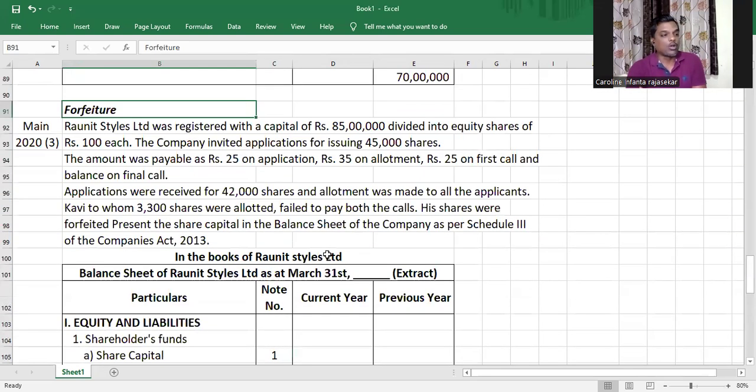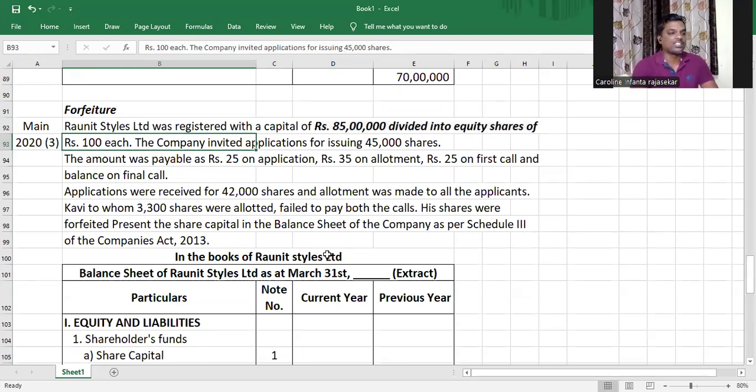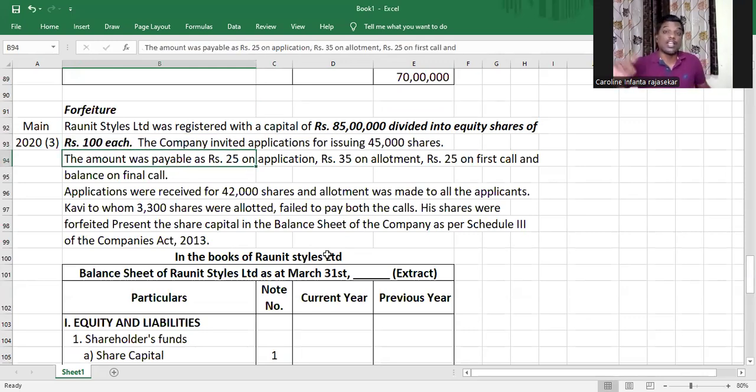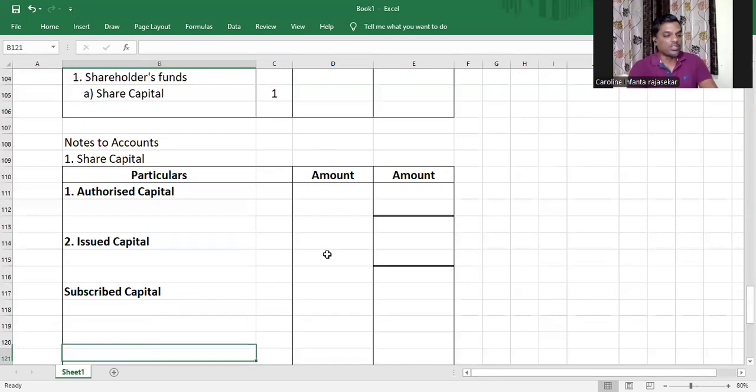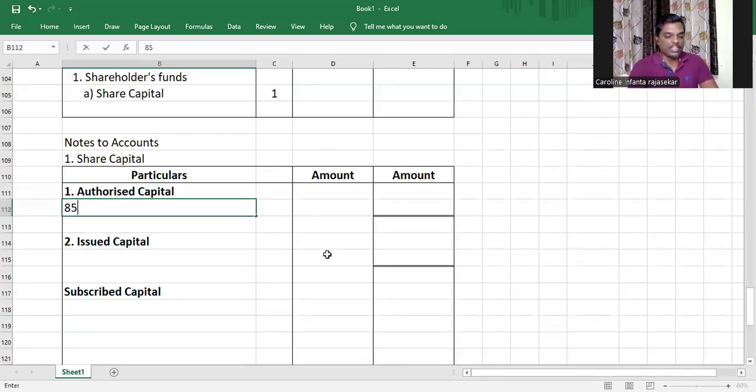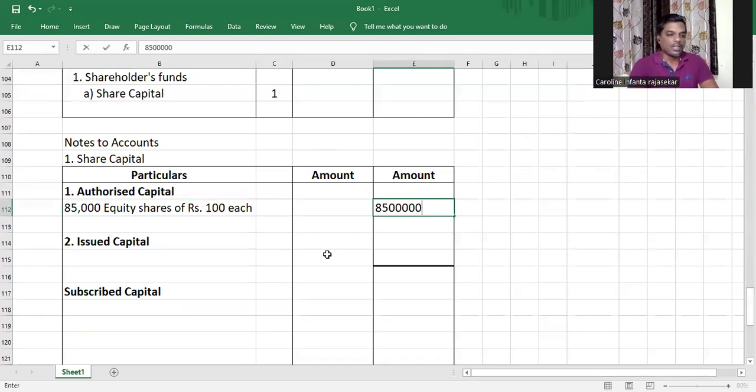Let's go ahead and read the question to find out the authorized capital. The first line of the question clearly tells what the authorized capital is. It is 85 lakhs, equity shares of rupees 100 each, my dear children. So that will be how many shares? It is 85 lakh rupees. So 85 lakh divided by 100 is 85,000 equity shares. I'm just going to write here 85,000 equity shares of rupees 100 each. That will be 85 lakhs. So that's done.